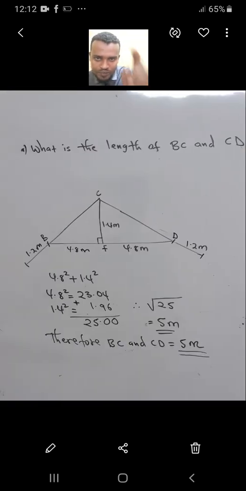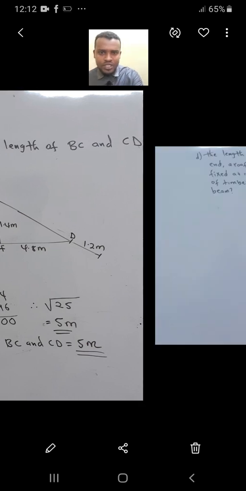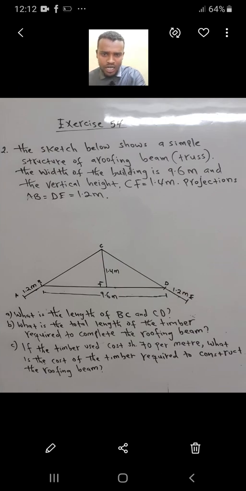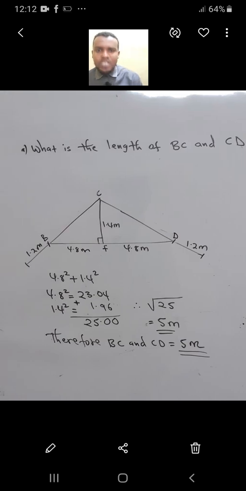Let's see the first question. What's the length of BC, CD? Now I've drawn it again. They are asking BC and CD. The width was 9.6. Going back to the question, as you see, 9.6. The vertical line, which is 1.4, divides 9.6 into 2, making 4.8 meter. Therefore, when you check the height to be 1.4 and this side 4.8 meter, BC becomes the hypotenuse of the triangle.